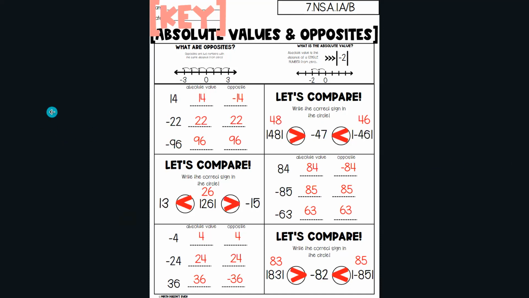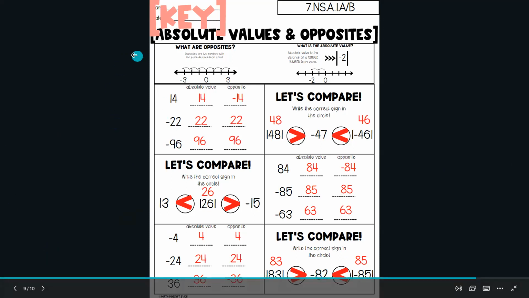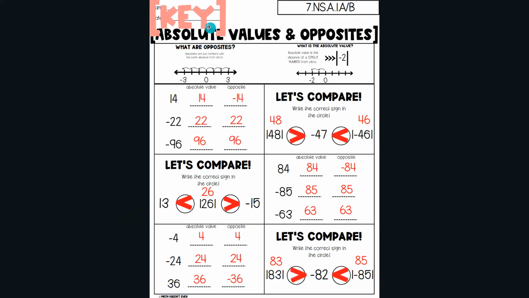Okay. Welcome back to another edition of Homework Review. We are working on absolute value and opposites. The absolute value is a number's distance from 0.